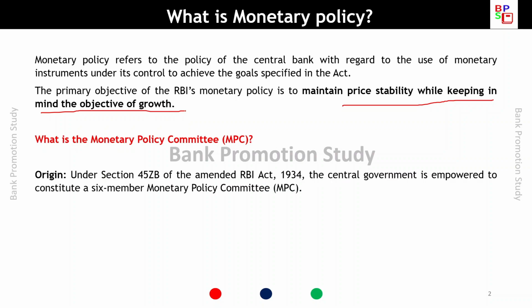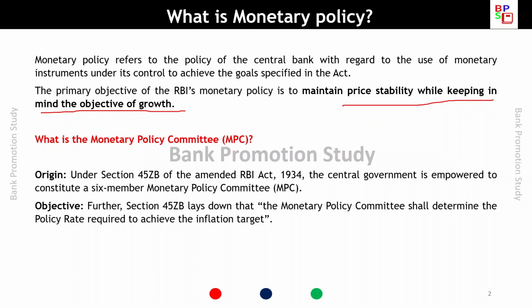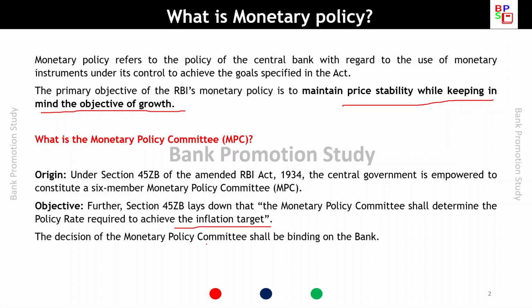What is the Monetary Policy Committee? Under Section 45ZB of the amended RBI Act 1934, the central government is empowered to constitute a 6-member Monetary Policy Committee. Section 45ZB lays down that the Monetary Policy Committee shall determine the policy rate required to achieve the inflation target. The decision of the Monetary Policy Committee shall be binding on the banks.